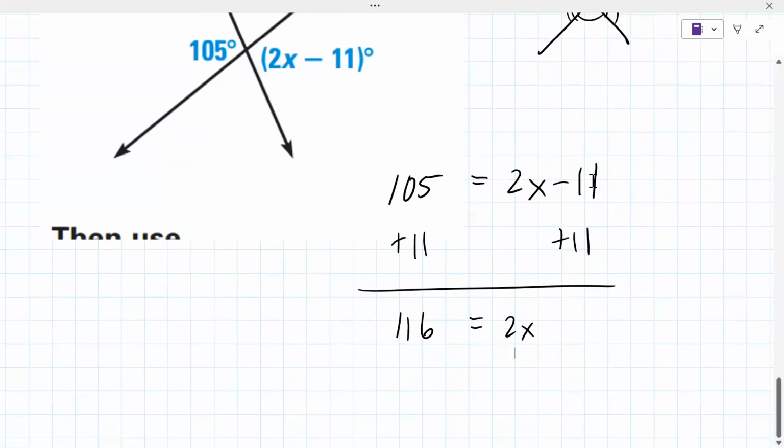And what from here? Divide by 2. So what does x equal? X equals 58, or 58 equals x. Good. Very good. Let's look at one more of these. You're doing great. You have to be able to solve these equations, which is what you're doing.